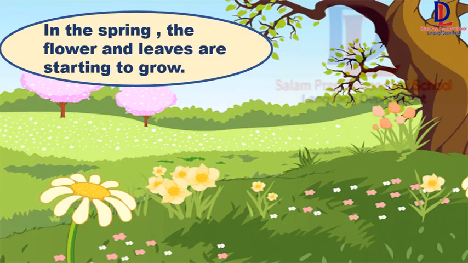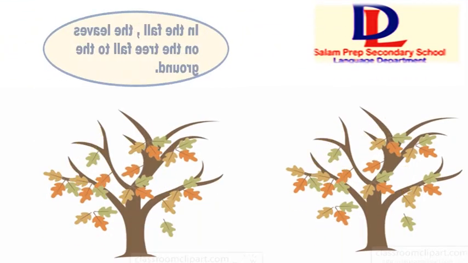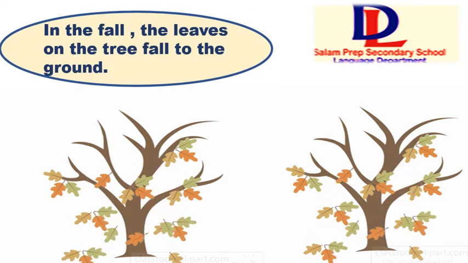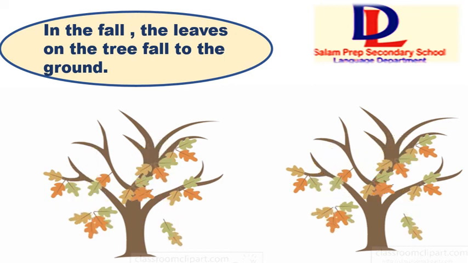In the spring, the flower and leaves are starting to grow. In the fall, the leaves on the tree fall to the ground.